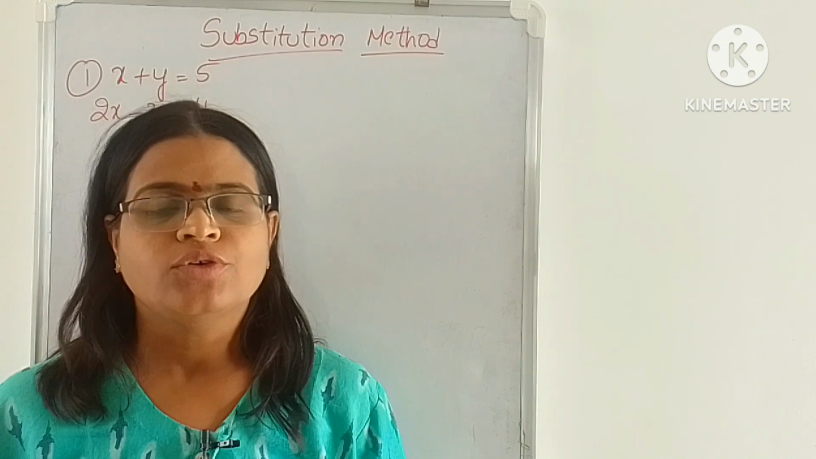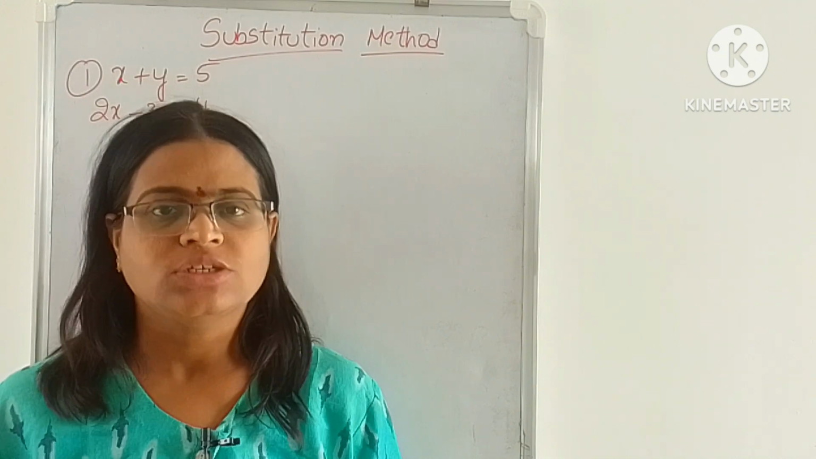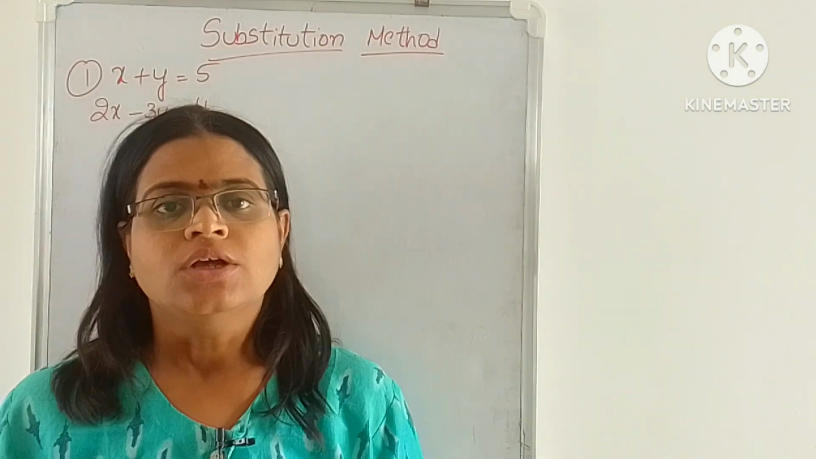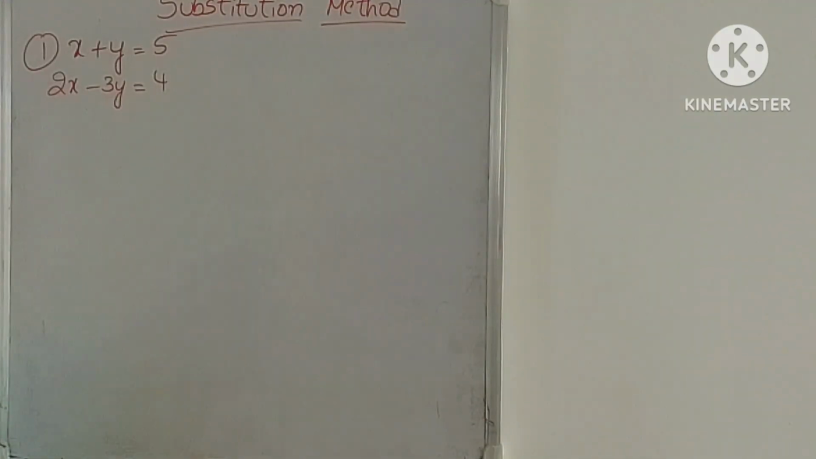Today let us see about the substitution method and the cross multiplication method. In the last class we have seen the elimination method. So the first question is x plus y equals 5 and 2x minus 3y equals 4.